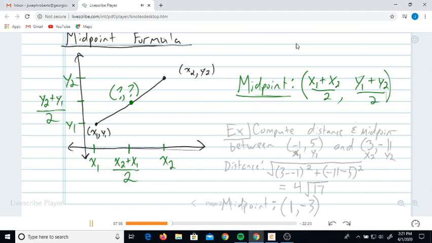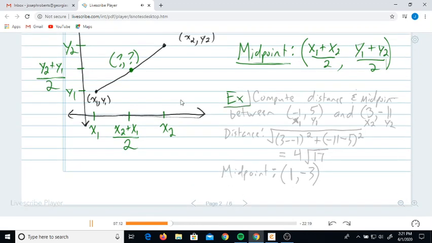Alright. Let's just do a quick example while we're here. Let's compute, let's say, distance and midpoint between, let me make up two coordinates. Let's say -1, 5, and 3, -11.